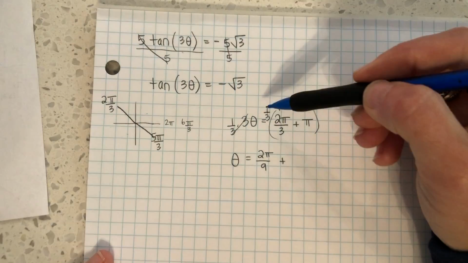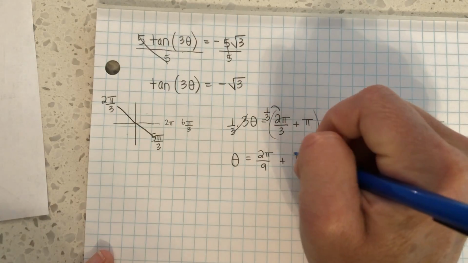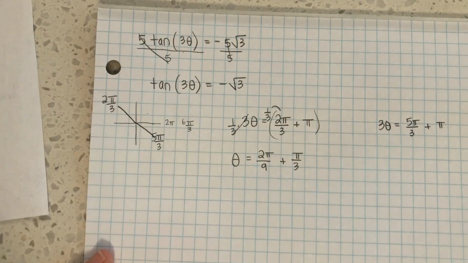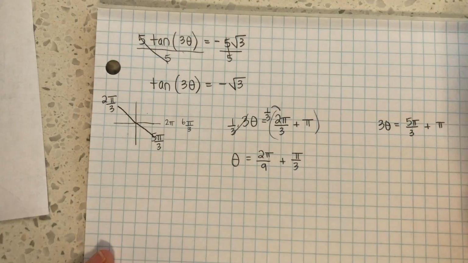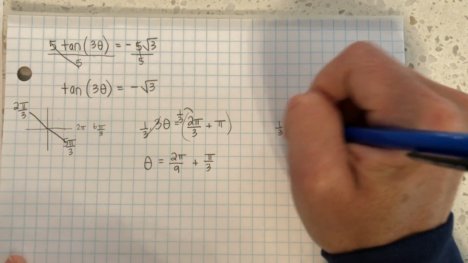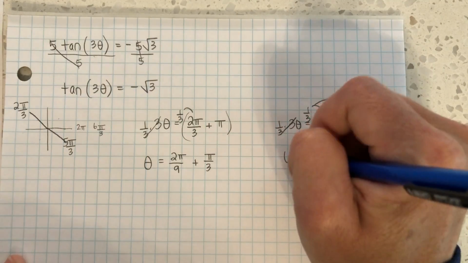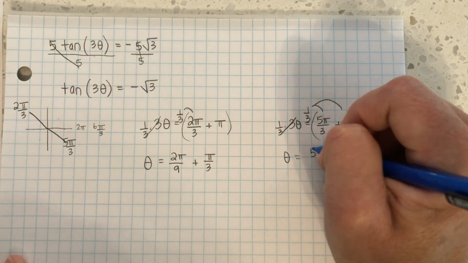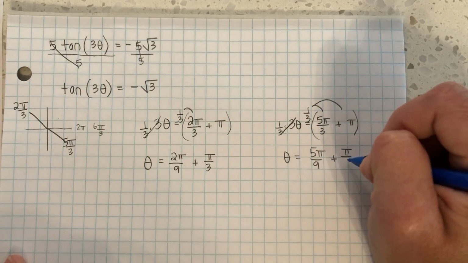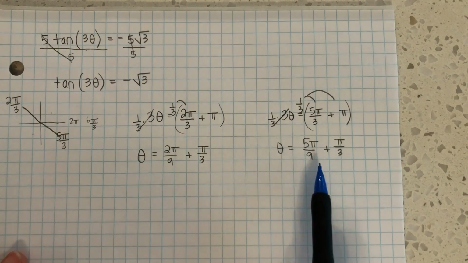Plus, the new answers are going to be a new period away, which is 1/3 times pi, so pi over 3, because pi over 3 is really the period of this transformed tangent function, okay? I do the same thing over here. Let's solve for theta. Times by 1/3, and you would have gotten theta equals 5 pi over 9 plus pi over 3, which is your new period.